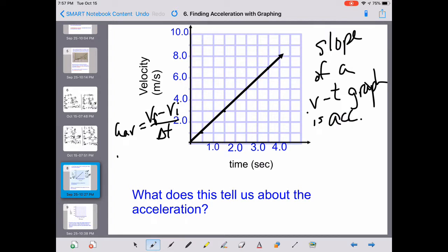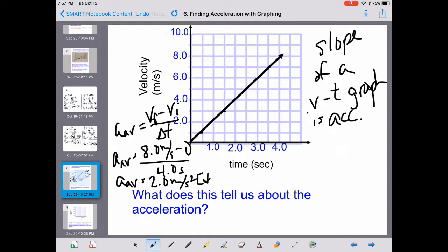If I pick the end, our end point up here I can see is 8 meters per second, and our beginning point is 0, over top of 4 seconds. And then I can find that the average acceleration is going to work out to be 2 meters per second squared, still with that same direction heading down. So I can figure out slope at any point here, 6 divided by 3, 4 divided by 2, 2 divided by 1. They all give me the exact same value, this 2 meters per second squared.